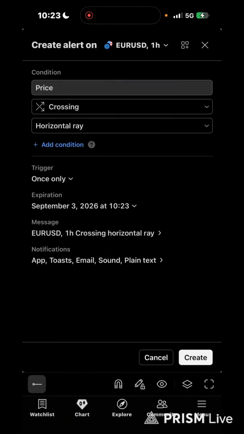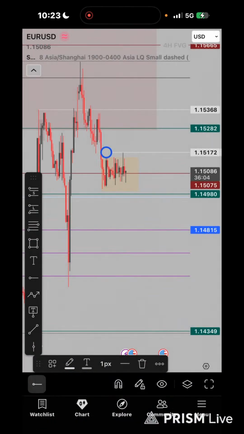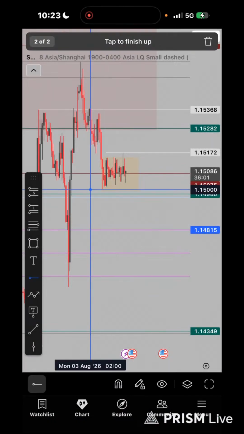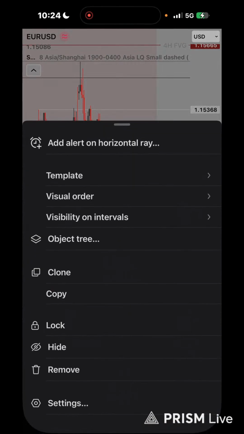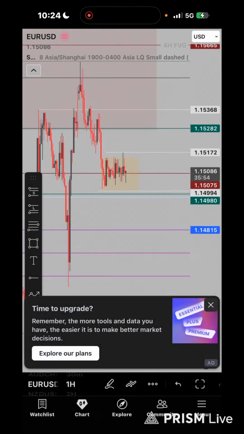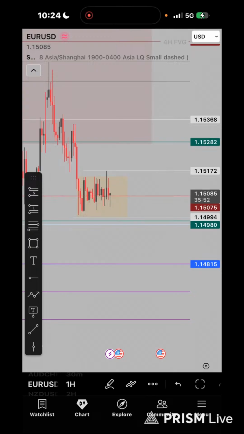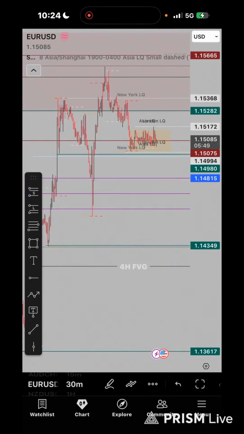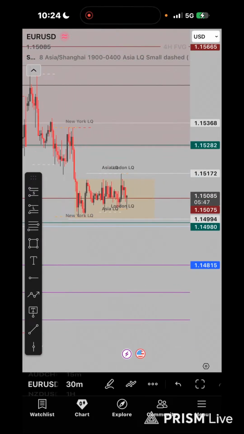Okay, so let me add an alert here. Okay, it's working now. So we're going to set an alert on that line there, and then we want to set an alert just here as well. Perfect. So essentially what we're doing, you can see there's a consolidation here. It's better to see on the 30-minute time frame. We've got Asia highs, London highs, all in the equilibrium at this 1.15172 level, and at the bottom we have a 1.14994 level. So I'm expecting price to sweep one side and then head in the opposite direction.